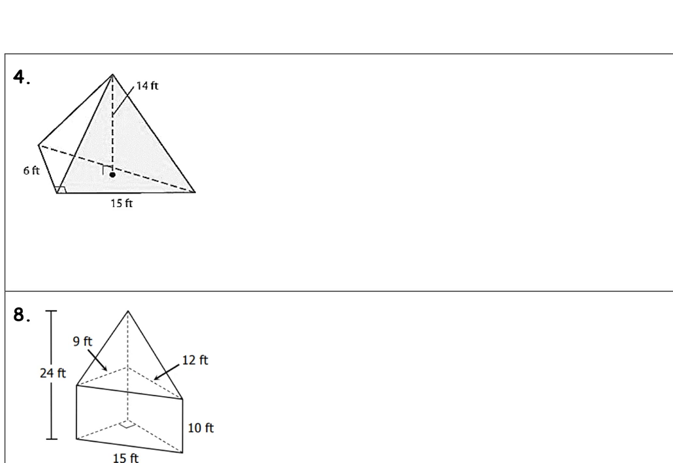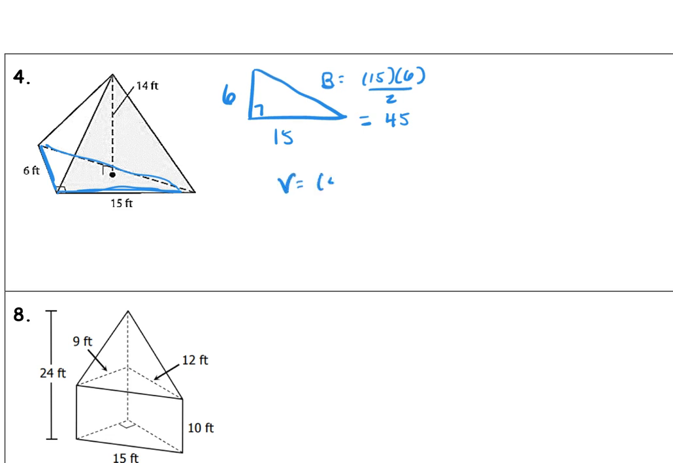All right, now let's look at number 4. Number 4 this time is a triangular pyramid. If I look at this, I can see this base down here is a triangle. So I'm going to draw that off to the side. And this is a 6 by 15. So the area of this base, because it's a triangle, we would take 15 times 6 and then divide it by 2. So the area of the base here is going to be 45. Volume says take the area of the base times your height, so that's going to be this guy, 14, and then divide that by 3. So 45 times 14 divided by 3 gives you 210 feet cubed.